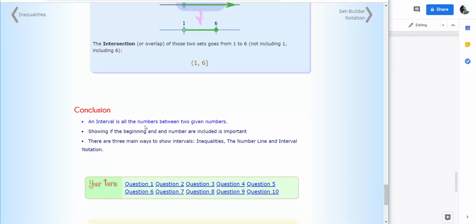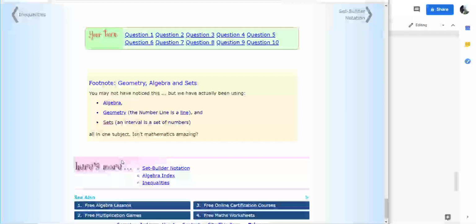An interval is all the numbers between two given numbers, and showing if the beginning and end are included is important. There are three main ways to show intervals: inequalities, a number line, and interval notation. I think it's time to hit the exercises.